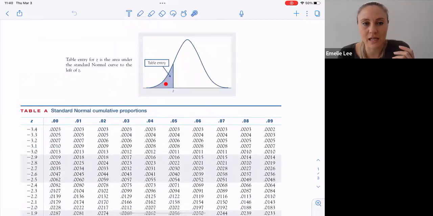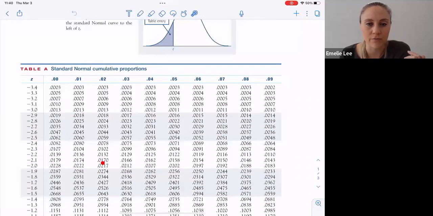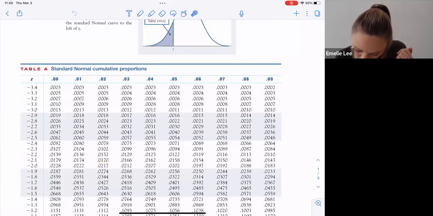So here, the table entry gives us the area to the left. So I'm going to search this table for the area closest to 0.025, right? 2.5% divided by 100 is 0.025. And so what do I get here? 0.025. Here it is. Bangarang.